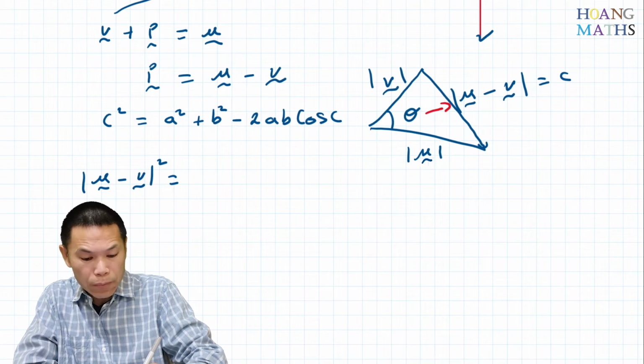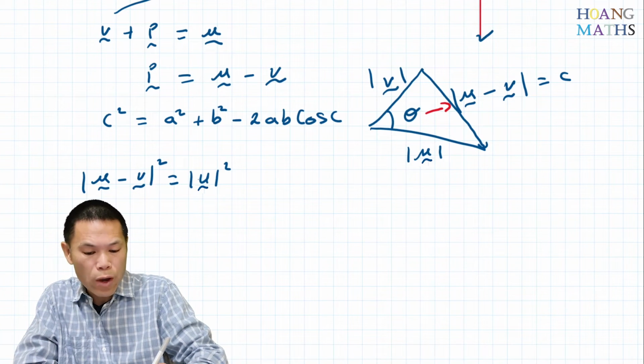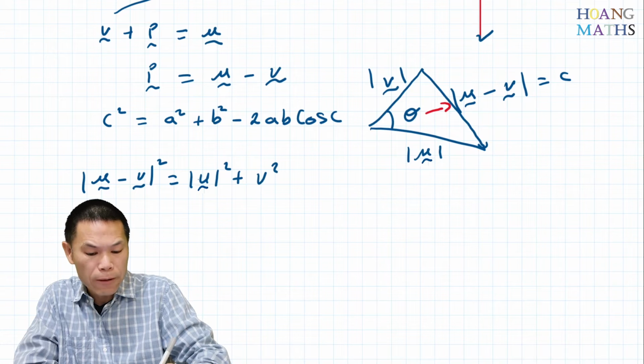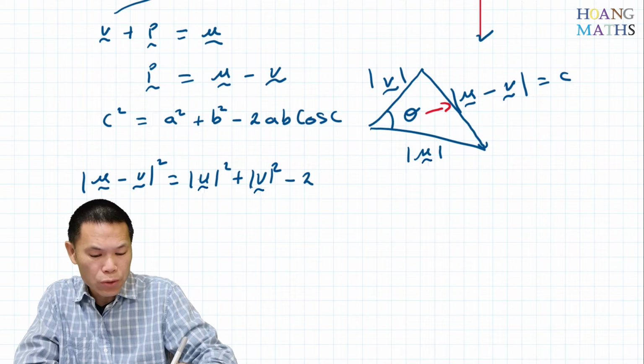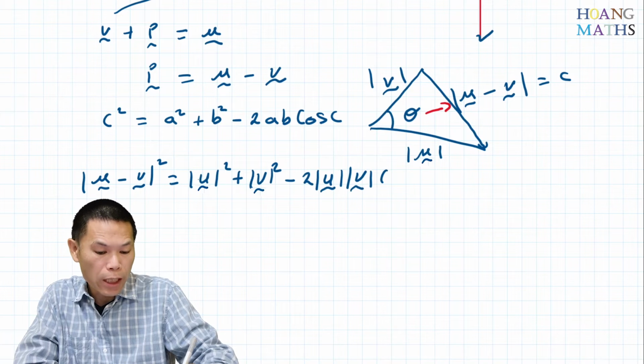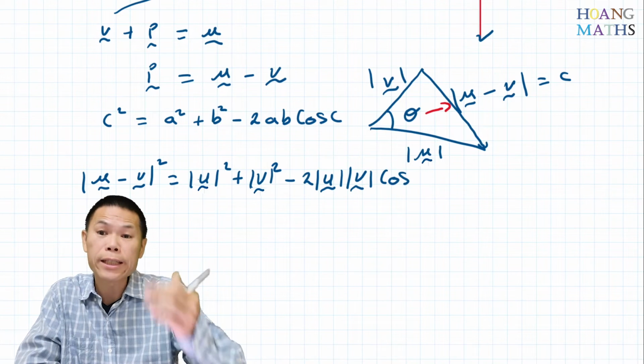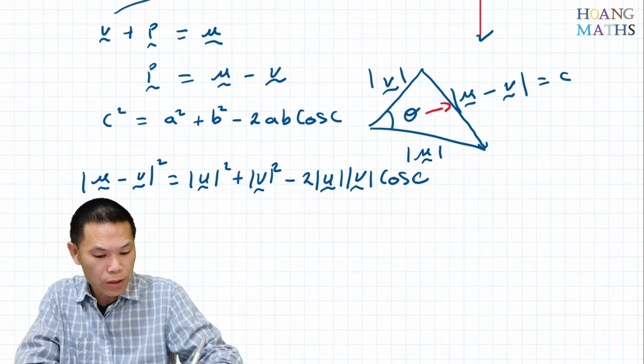So that means the magnitude of vector U squared plus the magnitude of vector V squared minus 2 lots of the magnitude of vector U and then vector V, and cos of the angle in between. So that is the angle theta. So just write this down.